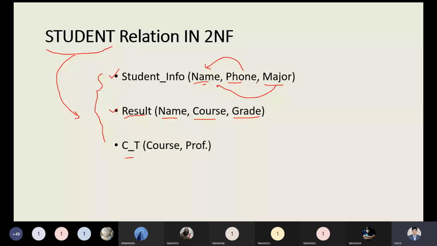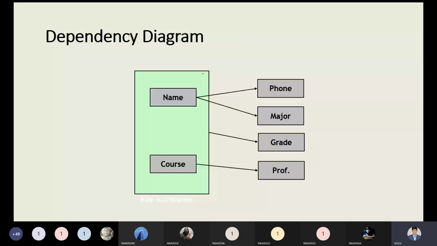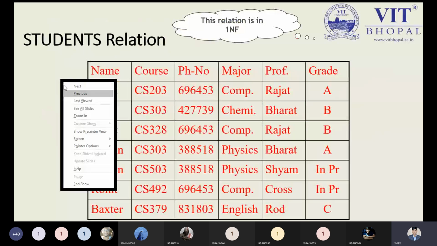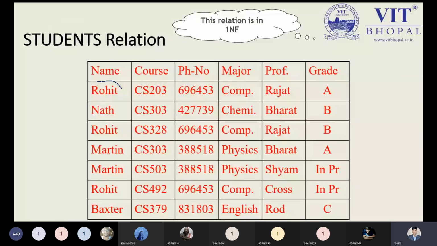Now let me explain this concept by an example, then you can understand. I'm taking the Rohit example right now. Please keep in mind this simple word: Rohit is a part of the name. How many times do we have Rohit? Three times. And every time his entry, name and phone number, are putting in the same information.